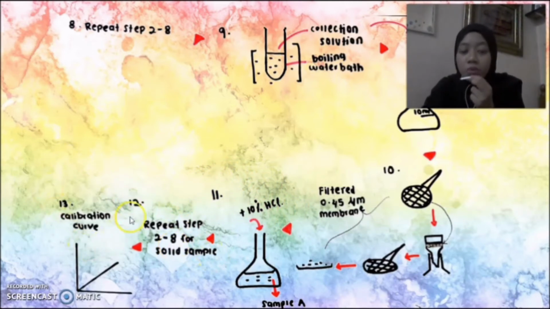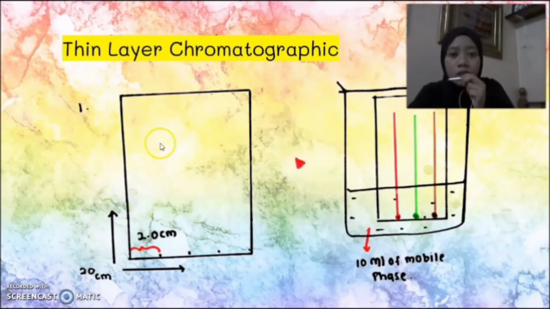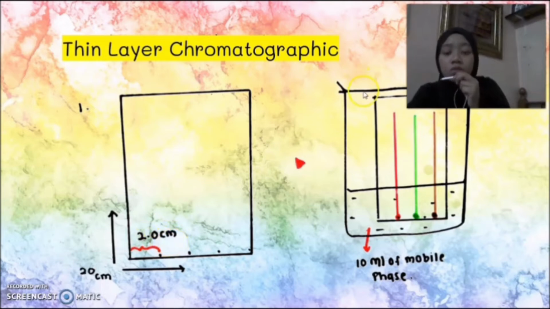And then we go to the calibration curve, which is the full system. Okay, this is chromatography paper. The distance between the white and the length must be 20 cm, and the distance between the mark point is 2.0 cm. Next, we put this paper into the beaker, which already has 10 ml of mobile phase, and cover it with a watch glass.